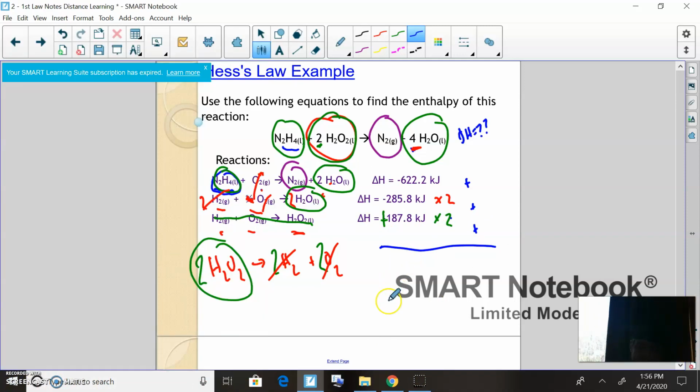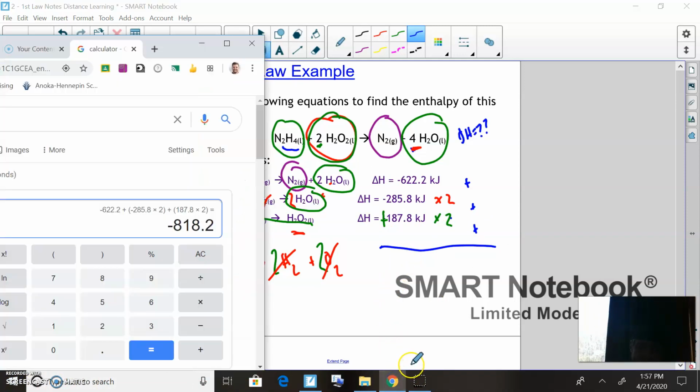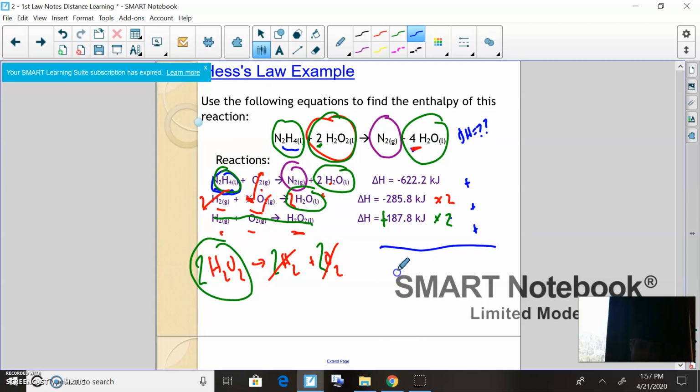Okay, so I got negative 818.2 kilojoules. All right, so that's the delta H for this reaction.